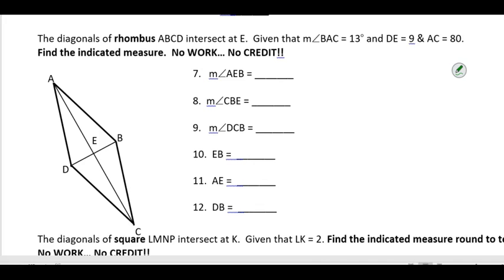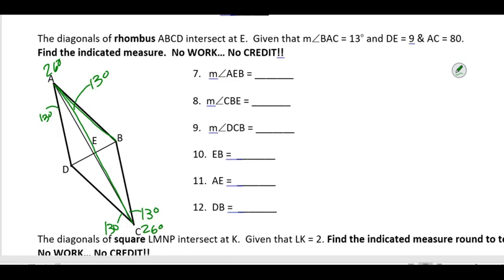So we have BAC here. Sorry, I did that wrong, y'all. See, even I have to think. BAC is up there. So this is 13, which means this is 13 again because the diagonals bisect the angles, which means 13 plus 13 is 26. So down here again we have 13 and 13, and the whole angle is 26.